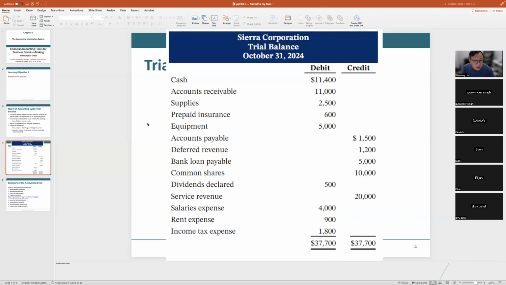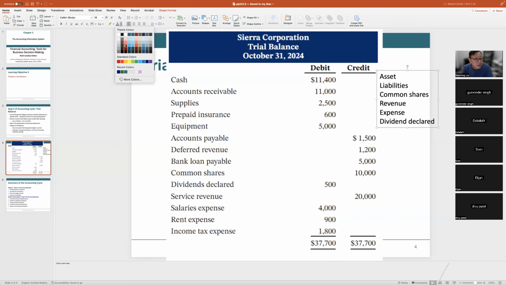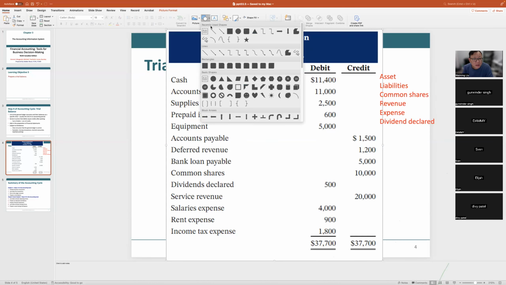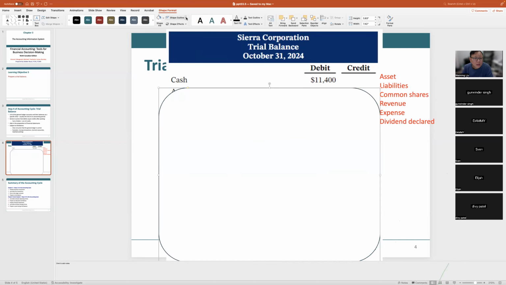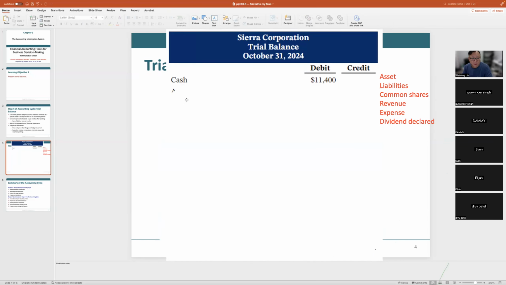Now you can tell me, basically, let's say we have asset, liabilities, common share, revenue, expenses, dividend declared. These are the categories we have. Now I want you to tell me what they are.